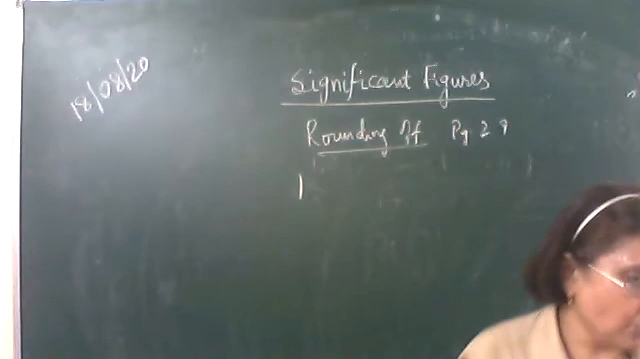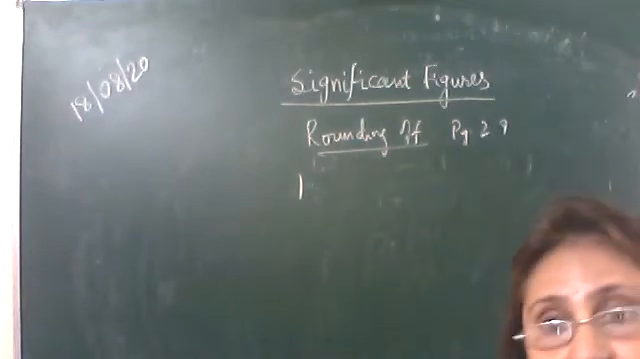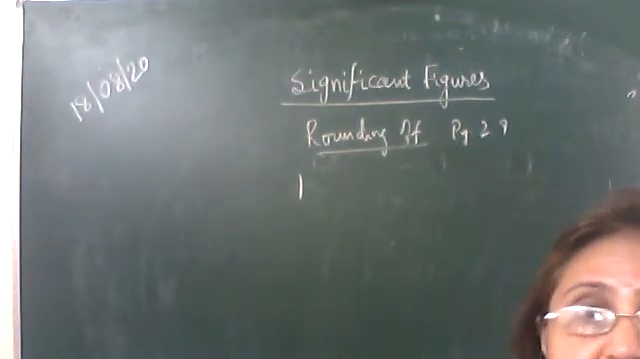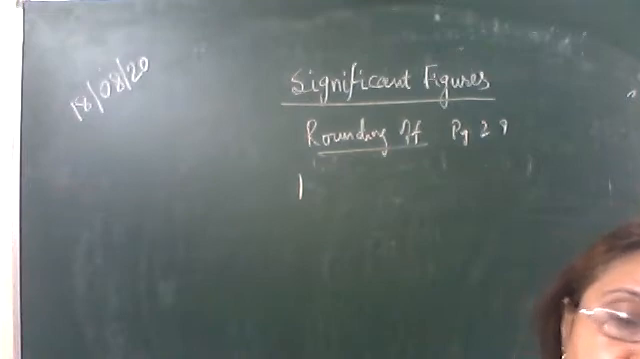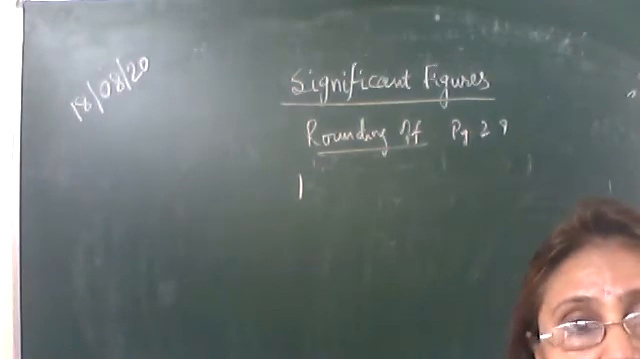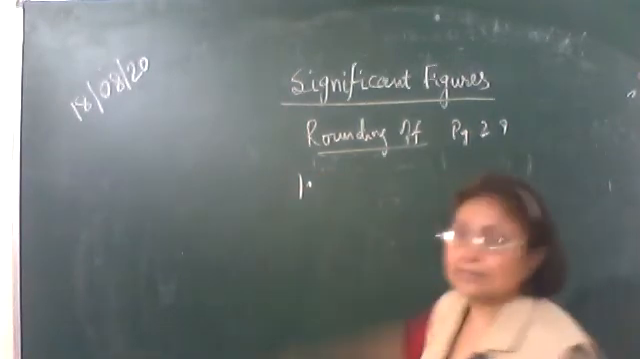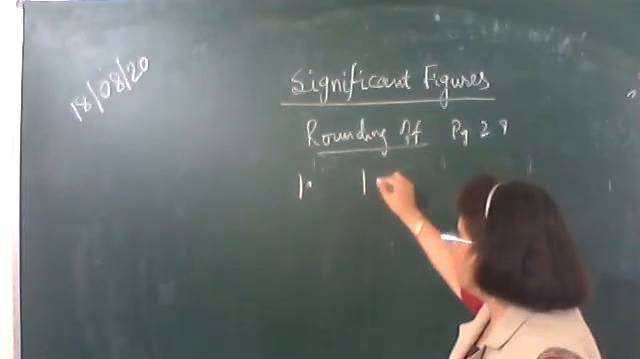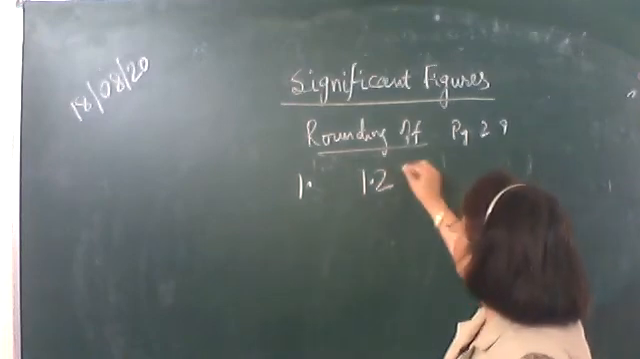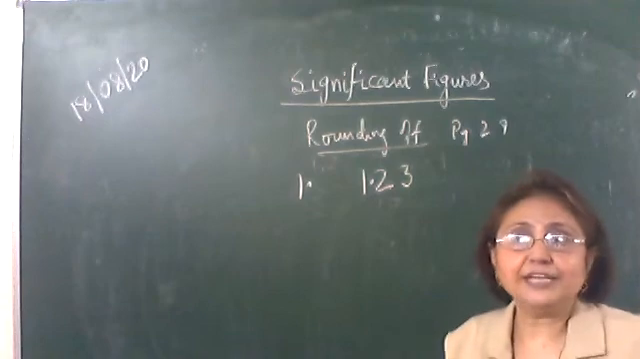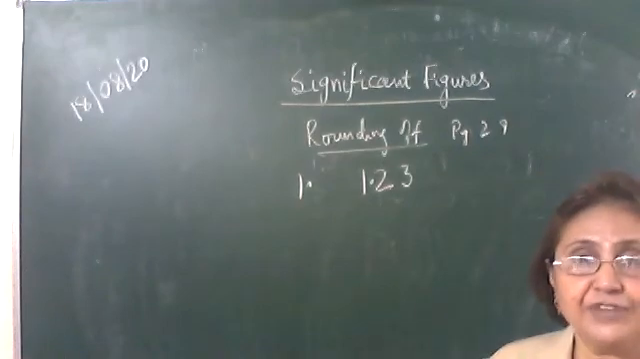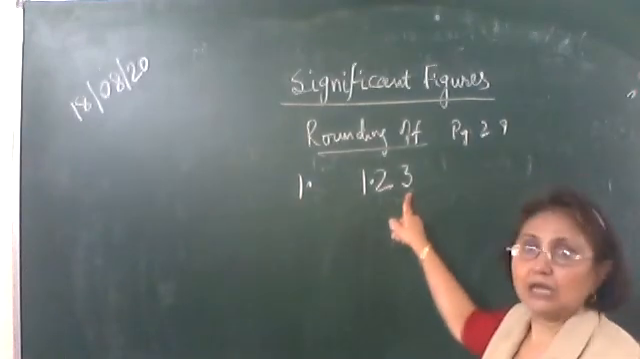Now the first rule is, if the digit to be dropped, you can read from the book, here I am explaining, is less than 5, then the preceding digit, meaning the digit just before it, will remain unchanged. Let us take an example. The digit to be dropped is less than 5. For example, 1.23. Suppose this answer has to be expressed in two significant figures. Then we have to drop the last digit.